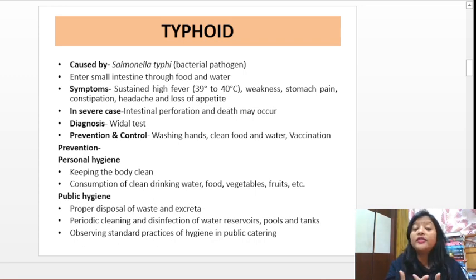And what does it do? What are the symptoms? It will cause high fever, weakness, pain in the stomach, constipation, headache, and loss of appetite. That means you won't feel hungry. These are some of the symptoms. Sometimes if it is severe, then it may also lead to the death of the individual.